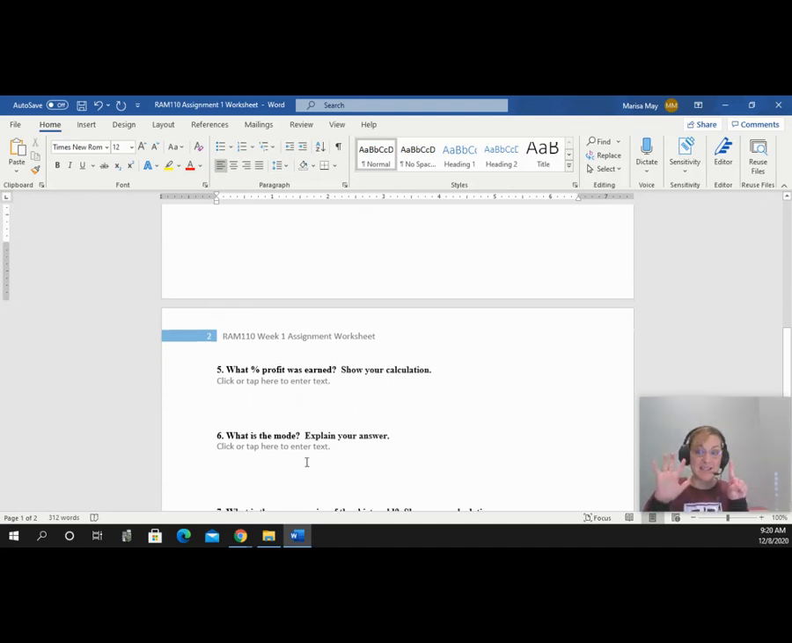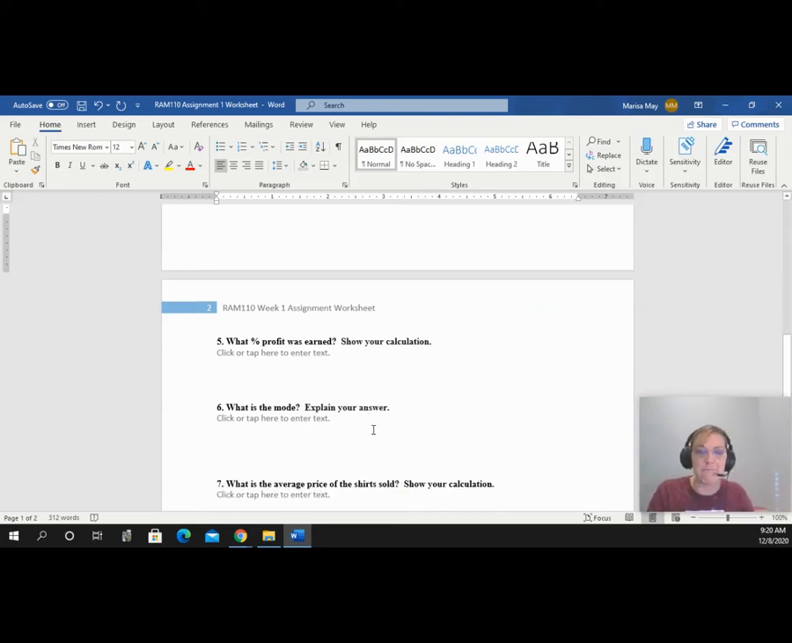Number 6, this is the mode. At what price did most of the shirts sell for? Think about it. How many shirts sold at each price? The most common price that the shirts sold for, that's going to be your answer here for the mode. Again, 2 sentences to explain to us how you found that.